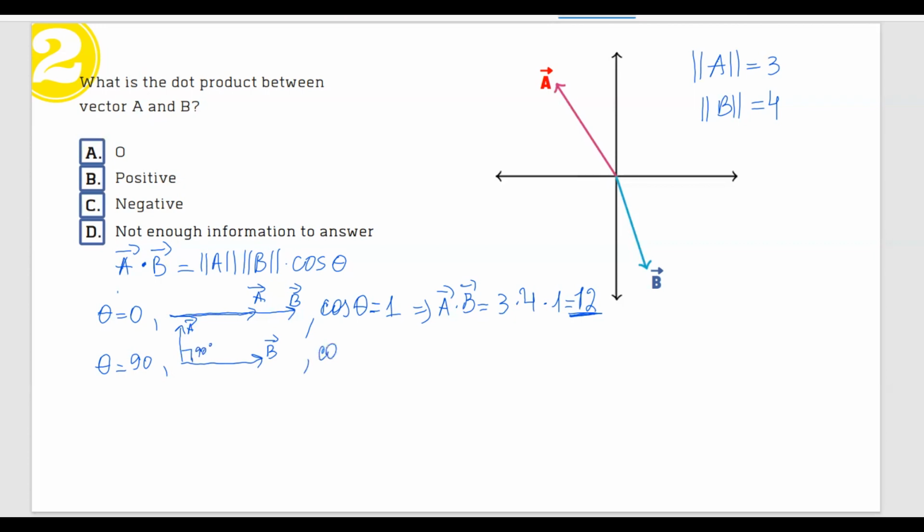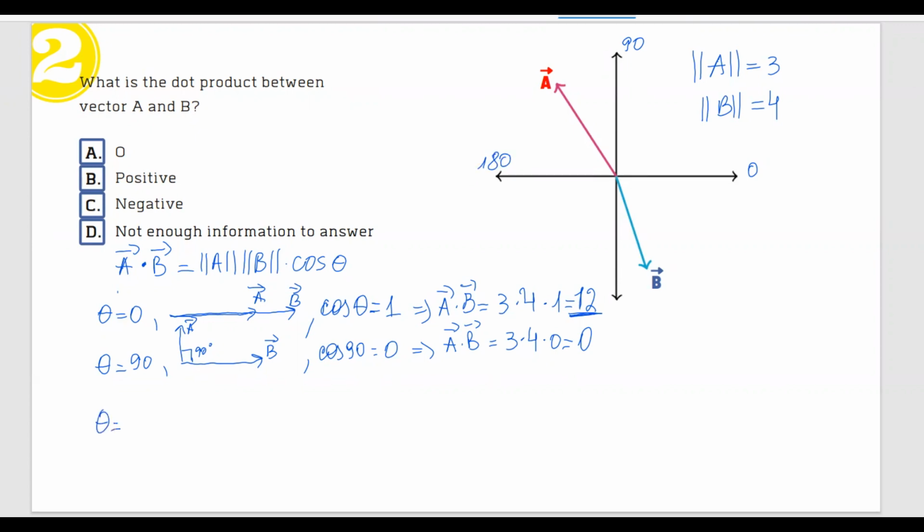So what happens is cosine of 90 is going to be equal to 0, as we all know. So what it means is that the dot product is going to be equal to 3 times 4 times 0, and it's going to be equal to 0. Let's go even farther. So now we went from the angle being 0, we went to 90 degrees, and I'm going to go all the way and have the angle as 180, and let's see what happens.